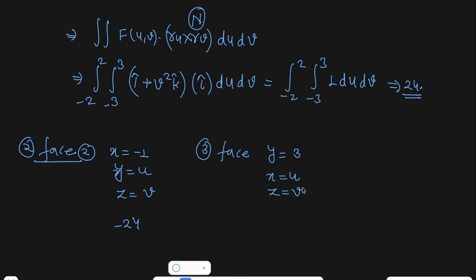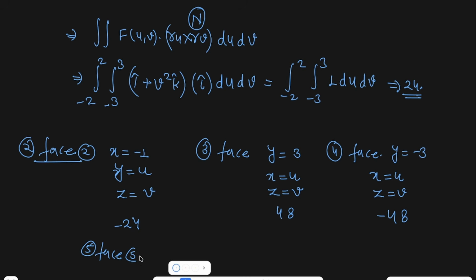When you get that value, you can put it in. I have already calculated it, let's take that as 48. So if it is 48, then for phase 4, let's take y is equal to minus 3, and again x is equal to u, z is equal to v, and this is minus 48. In a similar form, let's take the 5th phase of your cube.